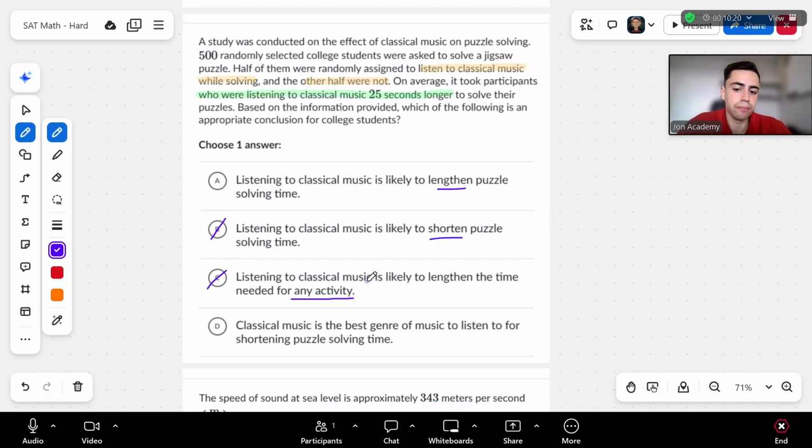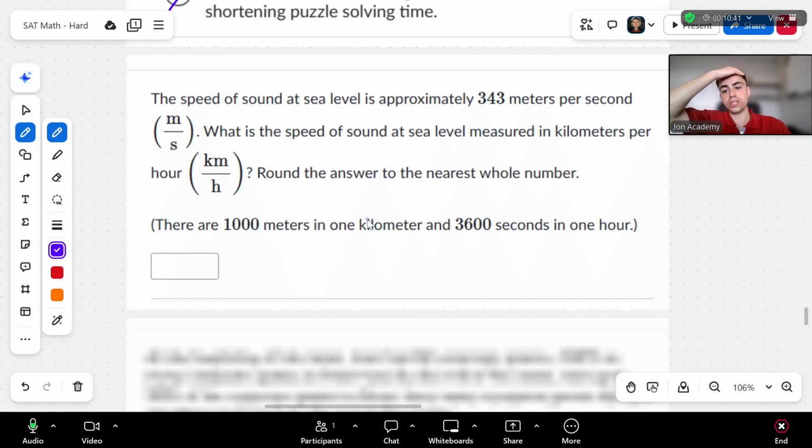Classical music is the best genre of music to listen to for shortening puzzle solving. Well, obviously not, because it is increasing the time, no? So it's gonna be A, the correct answer, no? But we also discarded all others to make sure it was a good choice. Next question is fairly easy, no?